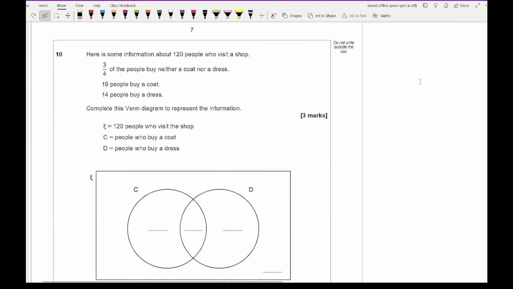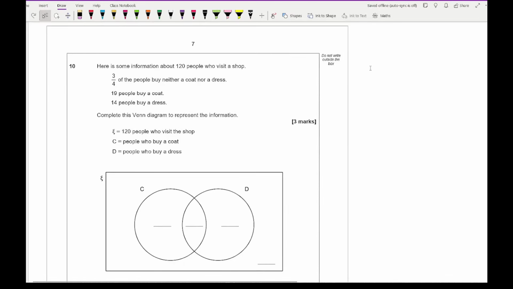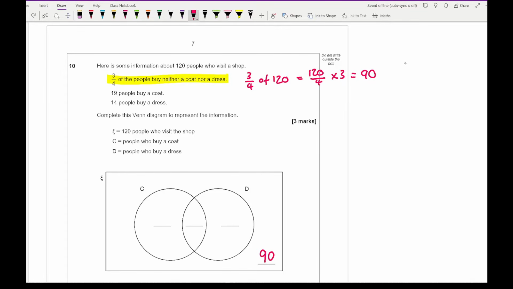For question 10, it says, here is some information about 120 people who visit a shop. 3/4 of the people buy neither a coat nor a dress. 19 people buy a coat and 14 people buy a dress. And the question is asking me to complete the Venn diagram. So using this first bit of information, we know that we want to work out 3/4 of 120. So 120 divided by 4 multiplied by 3 equals 90. So there's going to be 90 people outside.